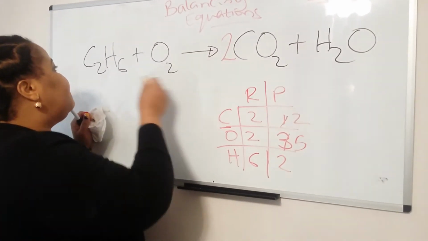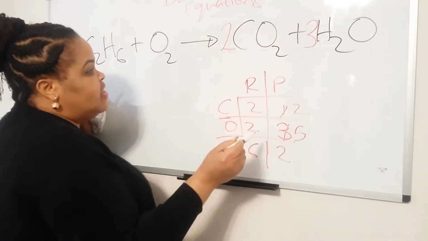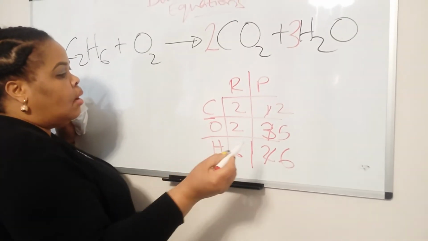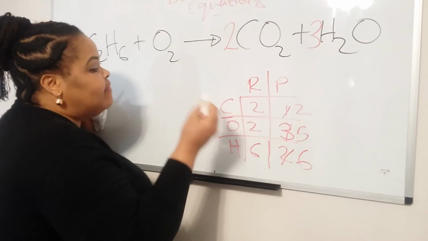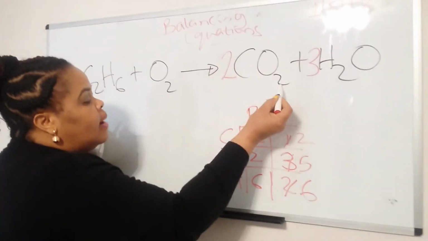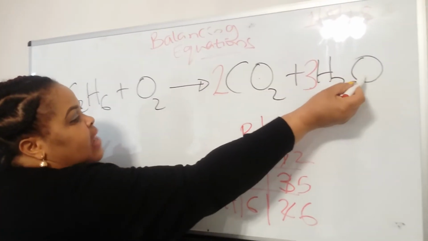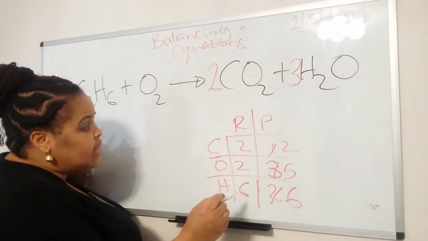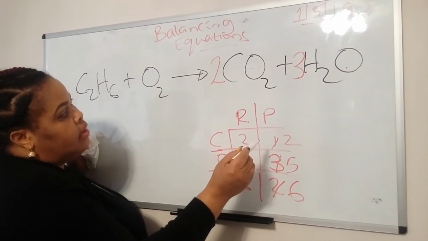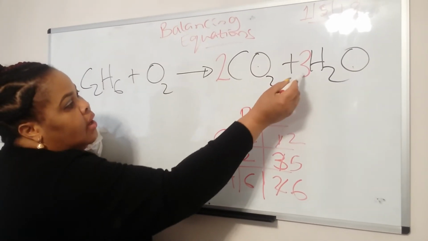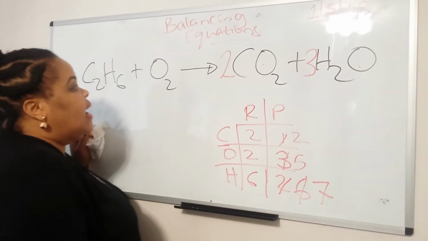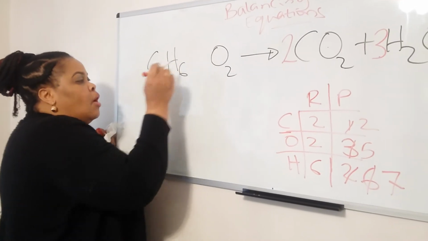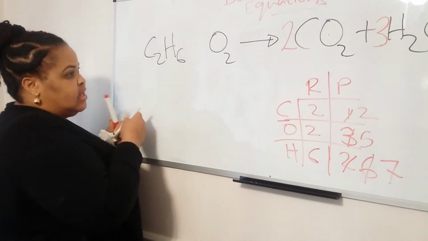Hydrogen is only 2 here, but 6 here. So if I pop a 3 there, my hydrogen will be okay, further increasing the number of atoms of oxygen that I have on the product side. So 2 times 2 is 4, plus 3 is 7. So that gives me 7 atoms of oxygen on the product side. The only way I can change that to 7, or well, there are 2 ways I can do this.